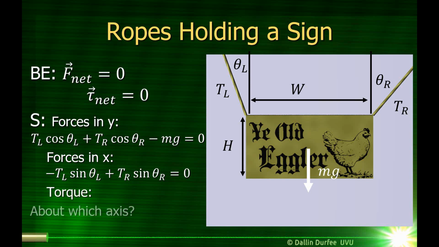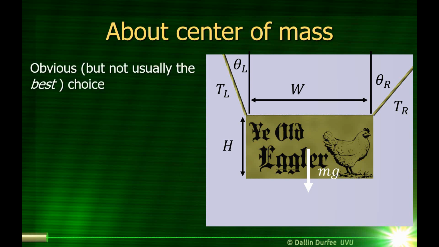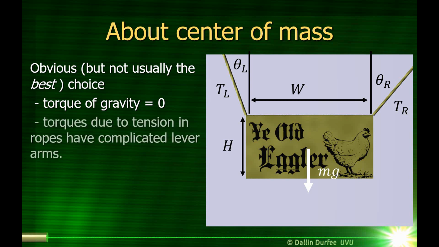Now the torque. And once again, which axis are we going to choose? Well, let's start with an axis through the center of mass. This is an obvious choice, but not usually the best choice, and you're going to see why. Well, the torque due to gravity is 0 if our axis is through the center of mass, because that's where gravity's acting. There's no lever arm. Why is that a bad thing? Well, gravity's one of the things we knew. It's not one of the things we're trying to find. We're throwing out information, right?